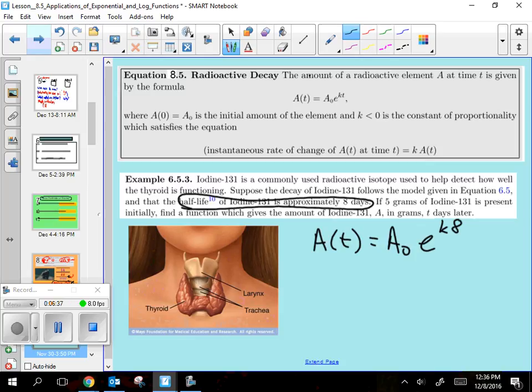5 grams is present initially. Ooh, I know that. That's a starting thing. That's amount 0. That's the starting initial amount is 5. Ooh, I'm pretty close. I just need to know that A of t, and I just talked to you about it a second ago. How do you find A of t? You can do it in your head. 2.5. Because it's got to be half at the end.